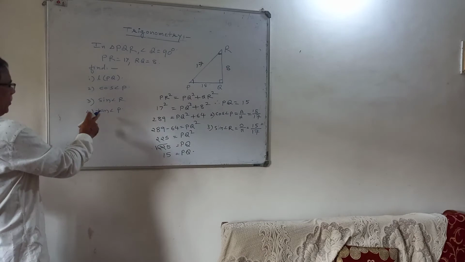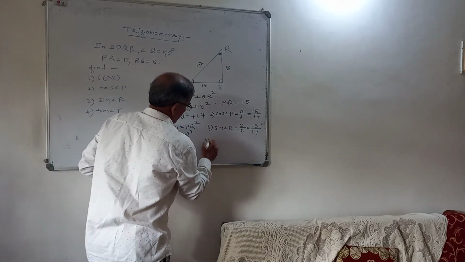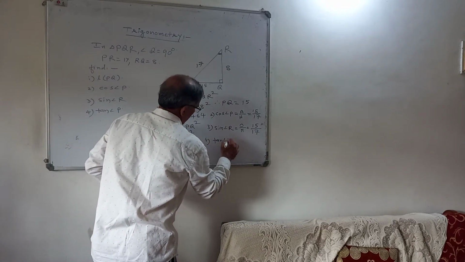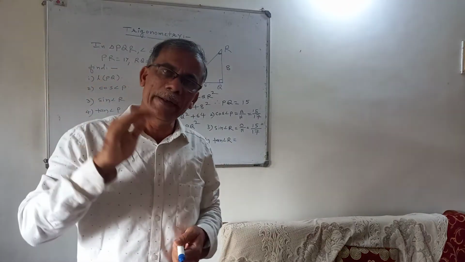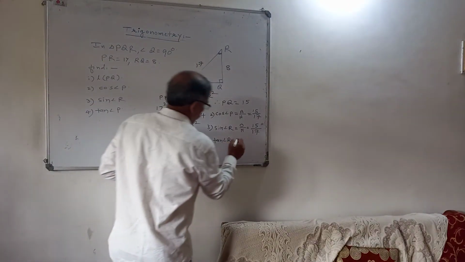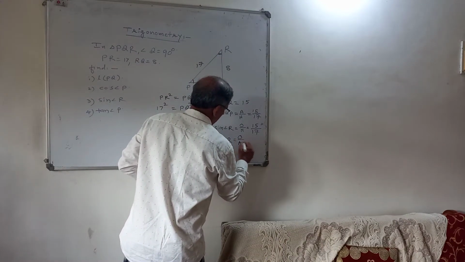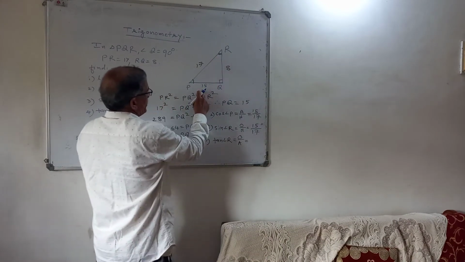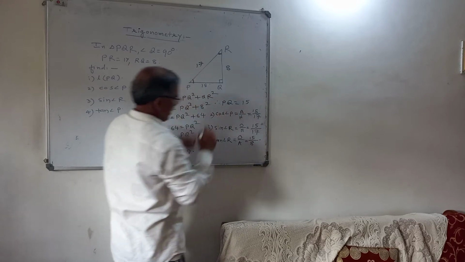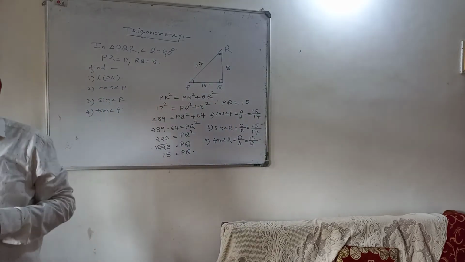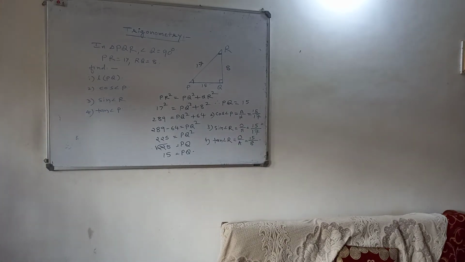What is remaining now? Tan R, third. So tan of angle R. Tan means which side upon which side? Opposite upon adjacent, so O by A. For R, the opposite is 15, upon adjacent, how much? Like this. Okay. I shall give you one more example now.